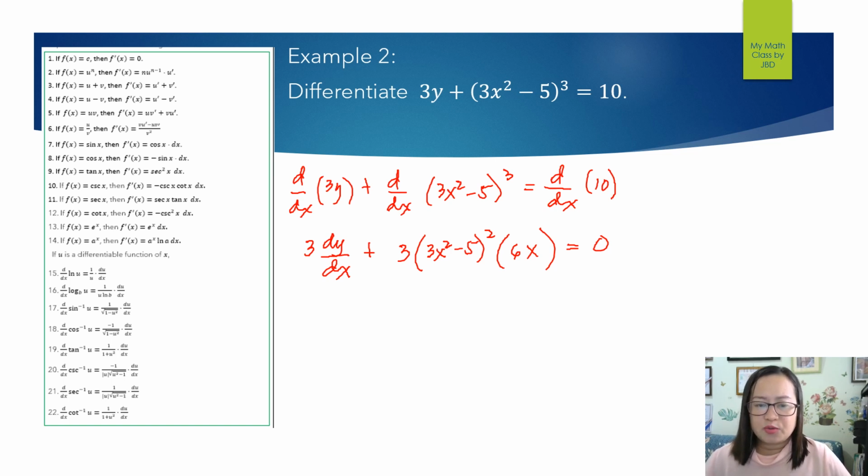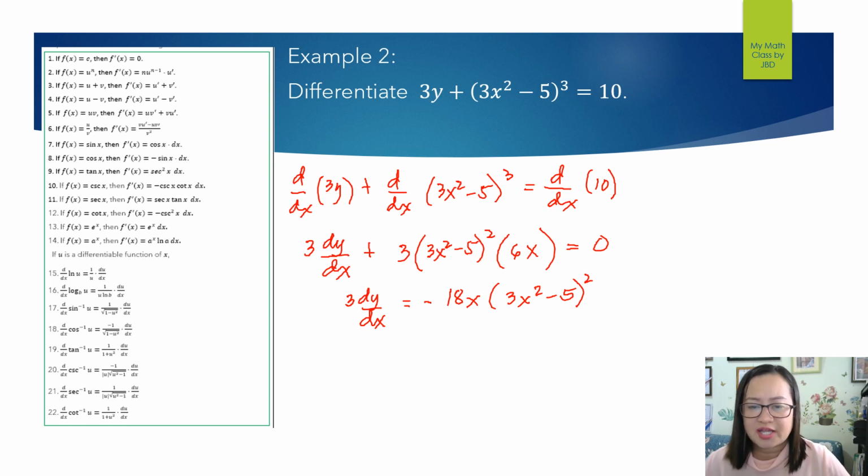And then we transpose the second term to the right side. So we will have at the left 3 times dy dx. And at the right, we have negative 18x times the square of 3x squared minus 5. How did we get 18x? That is 3 times 6x.